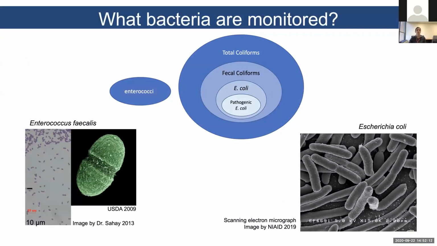So some options for bacteria monitoring are the total and fecal coliforms. And within those groups, the E. coli and a subset of these E. coli are known to be pathogenic. Another group to measure includes the Enterococcus genus, with many members, some of which can cause illness.